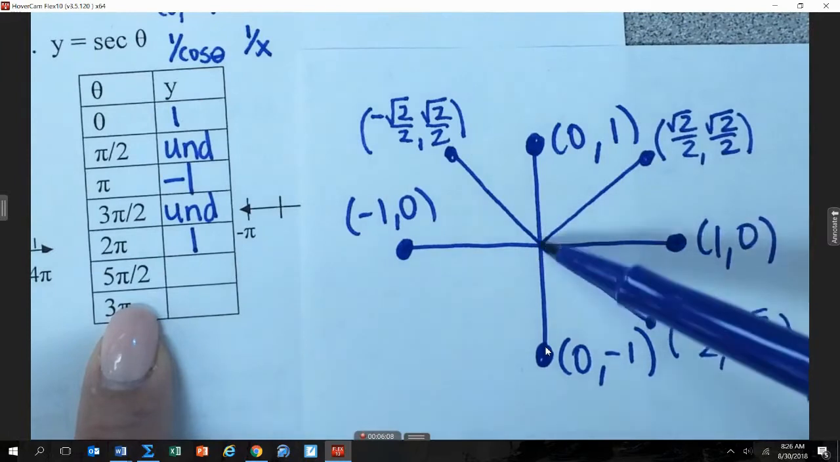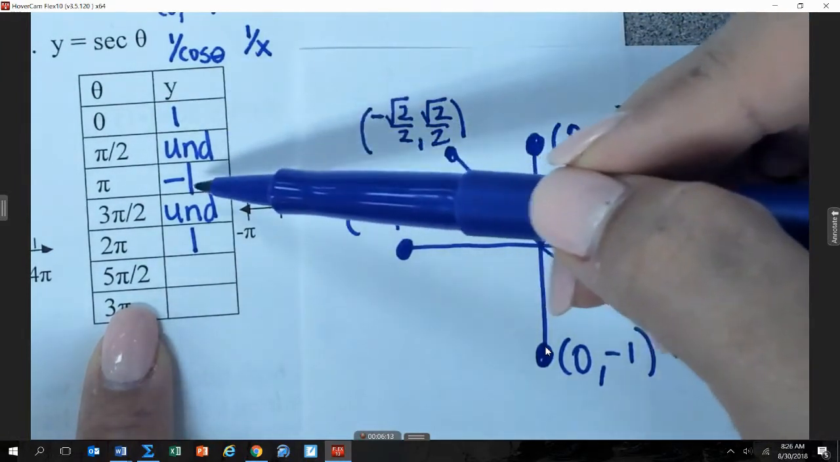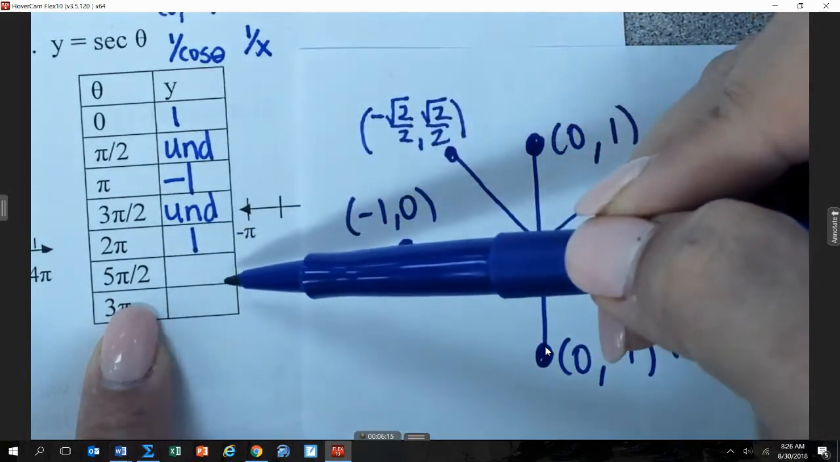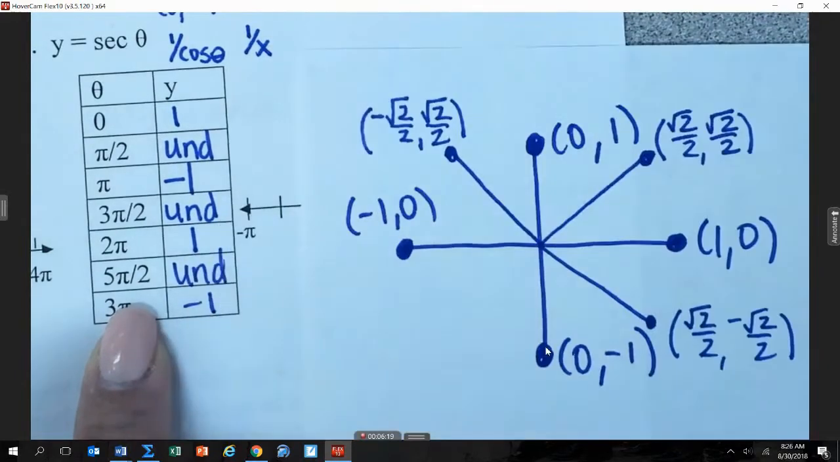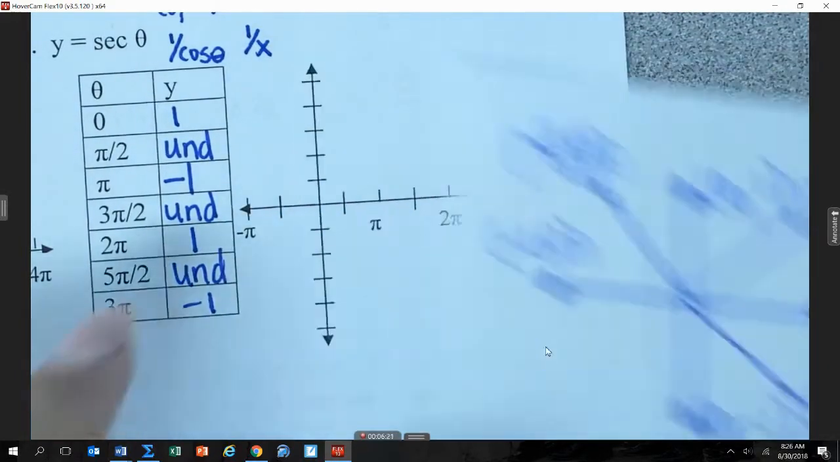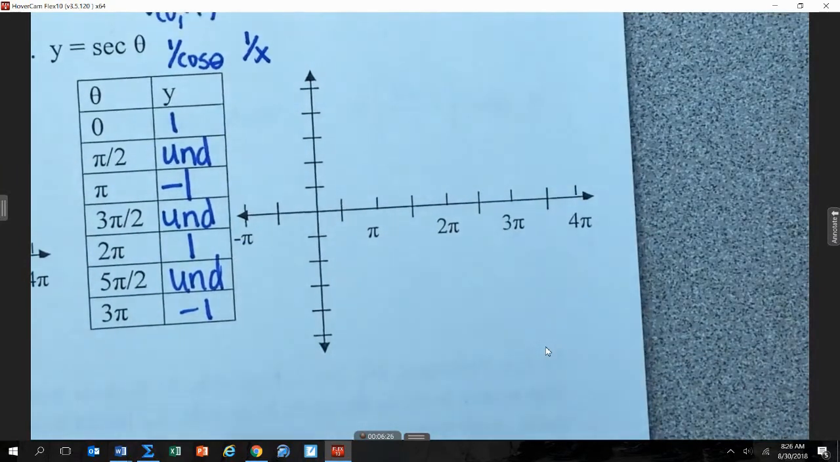5 pi over 2, we're back up here. Okay, you can probably see the pattern. 1, undefined. Negative 1, undefined. 1, what do you think that's going to be? Undefined. Negative 1, undefined, etc. Okay, just a pattern. So again, everywhere I see undefined, I'm going to put my vertical asymptote there.